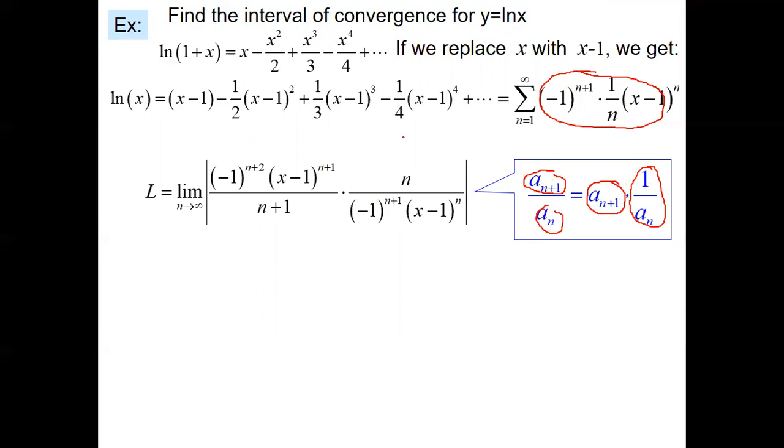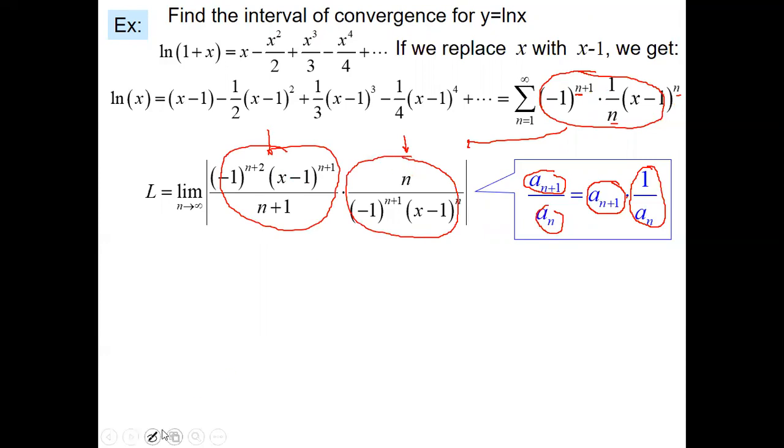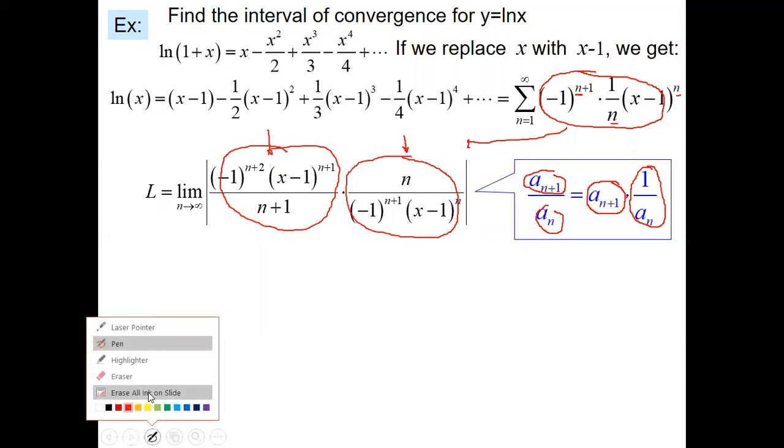So this second fraction is the reciprocal of this given series. That's the a sub n term, just flipped upside down. And this over here on the left is the nth plus 1 term. So all I'm doing is replacing all the n's in my expression with n plus 1, and I get that expression. So here's my nth plus 1 term, and here's the reciprocal of the nth term. All right, so we can see what we've got here.